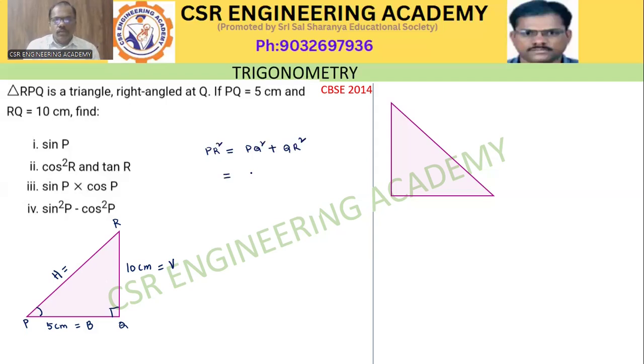PQ is equal to 5 centimeter, that is 5 whole square. QR is equal to 10 centimeter, that is 10 whole square, is equal to 5 whole square is equal to 25, 10 whole square is equal to 100, is equal to 125. PR is equal to root of 125 is equal to root 25 into root 5 is equal to 5 root 5. H is equal to 5 root 5. That is hypotenuse is equal to 5 root 5.